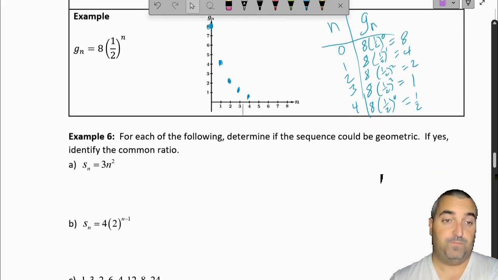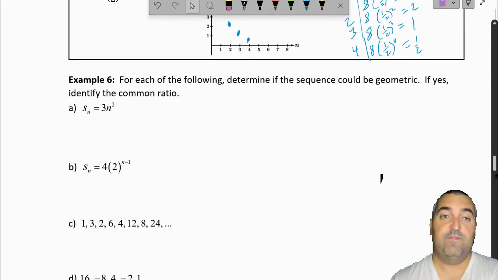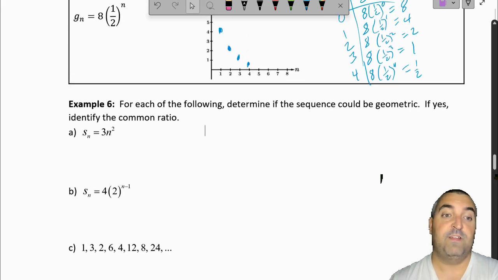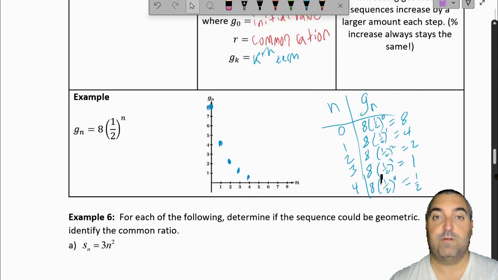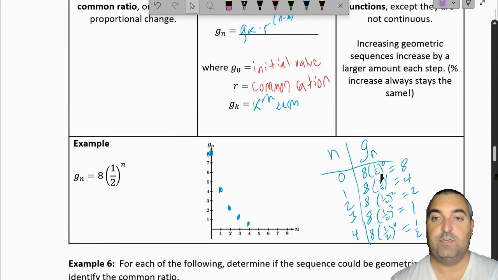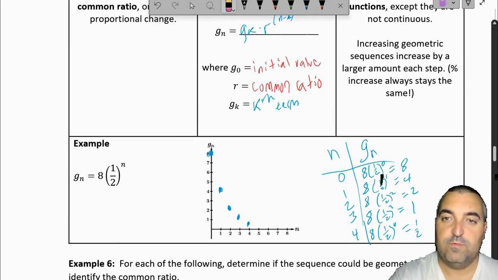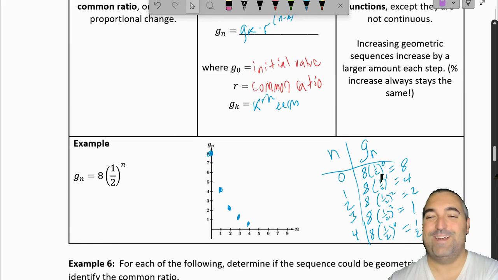All right, for this next example, we're looking to see if each sequence is geometric, and if it is, identify the common ratio. The one we gave here was a geometric sequence, and if you notice, going from 8 to 4, then 4 to 2, then 2 to 1, I'm multiplying by 1/2, which is that common ratio that we knew was there based on our equation. So r was the common ratio, and 1/2 is what I'm multiplying each time to get my next value.